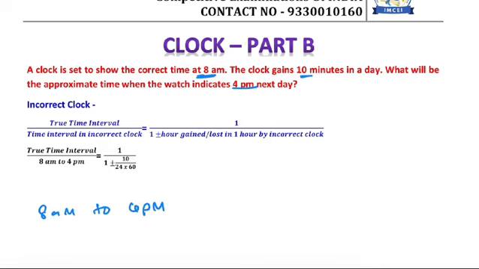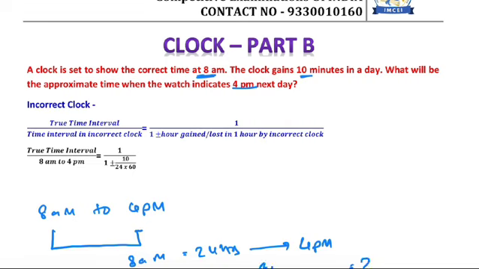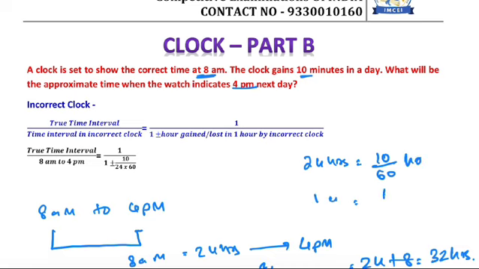What is the time interval? 8 a.m. to 8 a.m. the next interval is 24 hours. And from 8 a.m. to 4 p.m. it's coming 8 hours. So the next value is coming 24 plus 8, which is 32 hours. And also the clock in 24 hours is slow by 10 minutes, that is 10 by 60 hour. So in 1 hour, clock is slow by 10 by 60 into 24 hour.